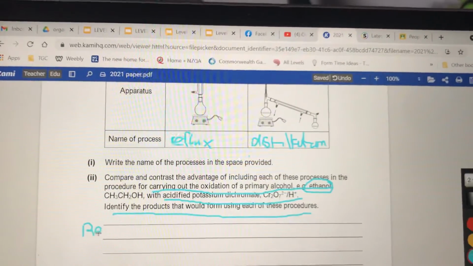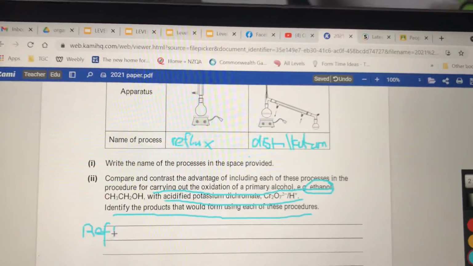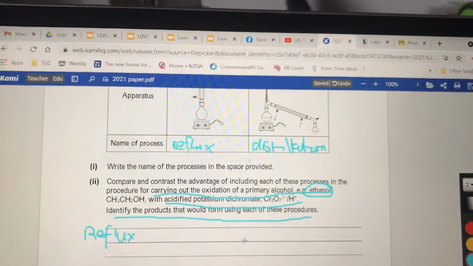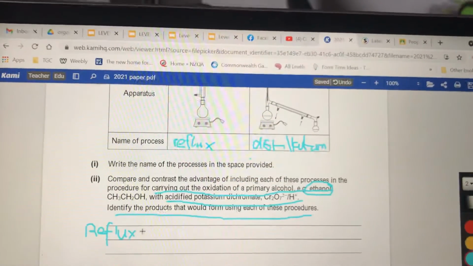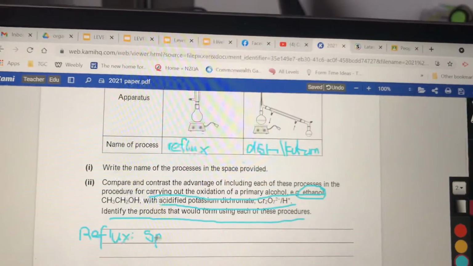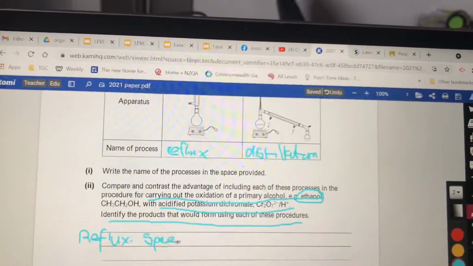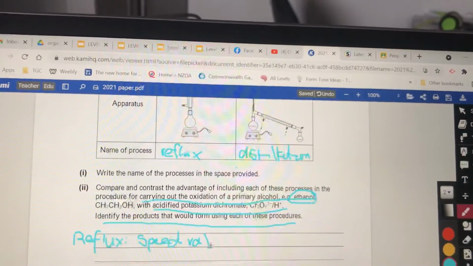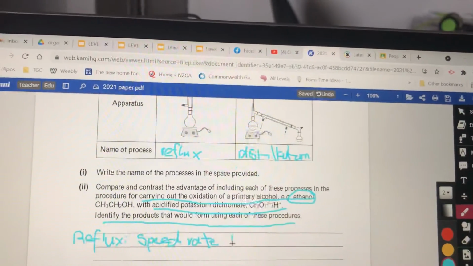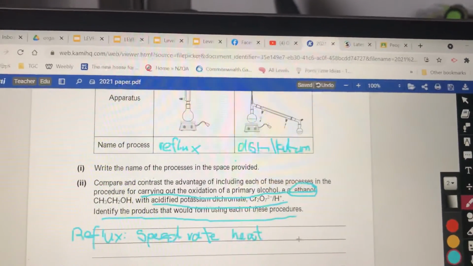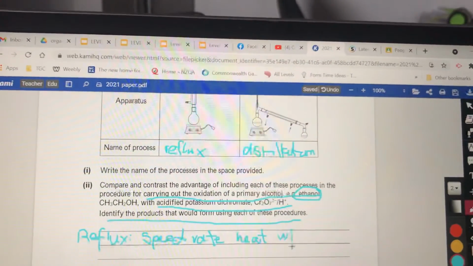So when we're answering a question on reflux, we're going to define what it is for and say how it works, and then we'll relate it back to the question. So reflux is to speed up the rate of a reaction. I'm not going to write this all out, it will be here forever. Speed up the rate by using heat, but without losing any volatile products.